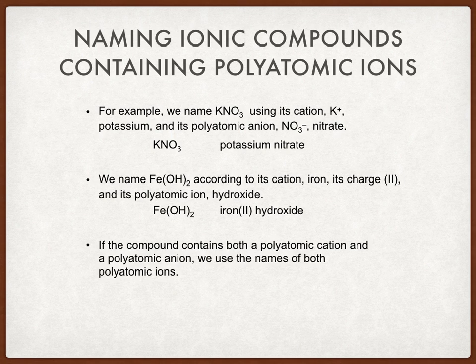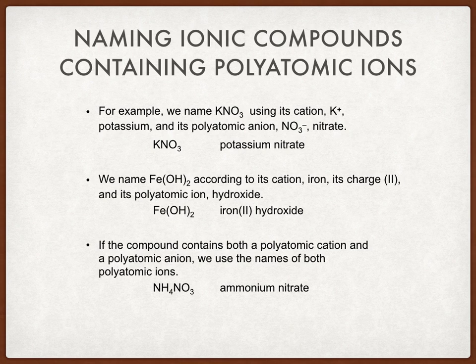If the compound contains both a polyatomic cation and a polyatomic anion, we use the names of both. And that's pretty straightforward because there's only one polyatomic cation, and that is ammonium. So NH4NO3, you're going to have to be able to recognize that that's an NH4 plus and an NO3 minus, and when they come together, they cancel each other out. All right, so there are 3 situations that I have listed on this slide.